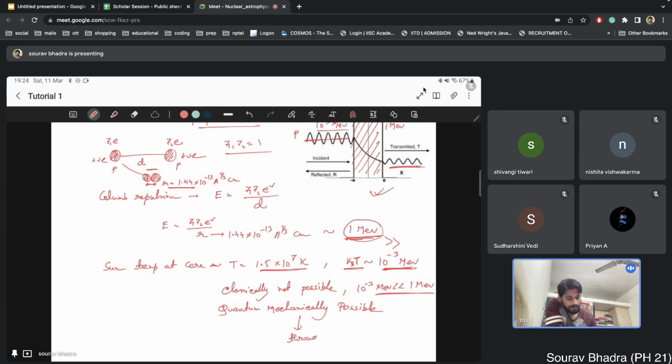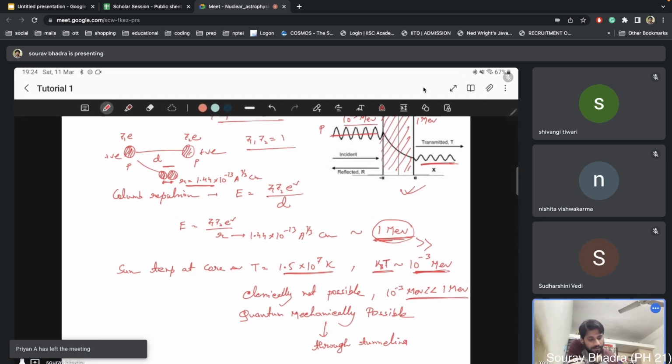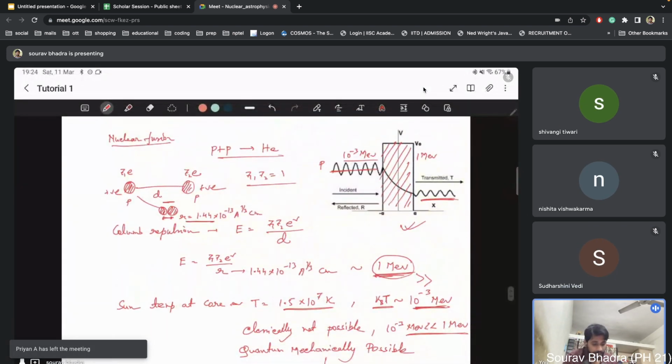I just tried to give you an idea by calculating the value, how much the available energy is less than the required energy. Okay, through tunneling. Now this is the reason why the fusion takes place, that is due to the quantum thing.